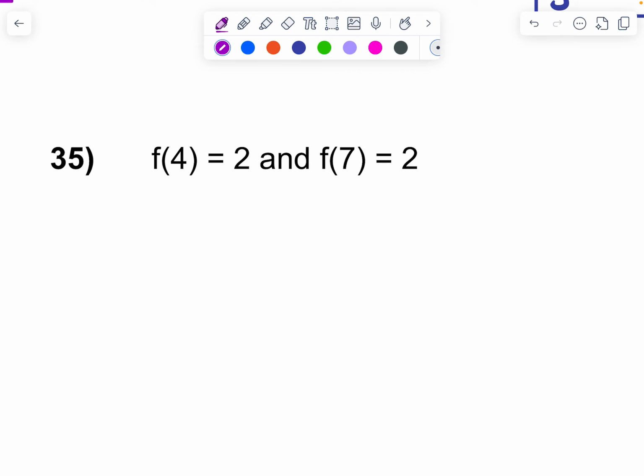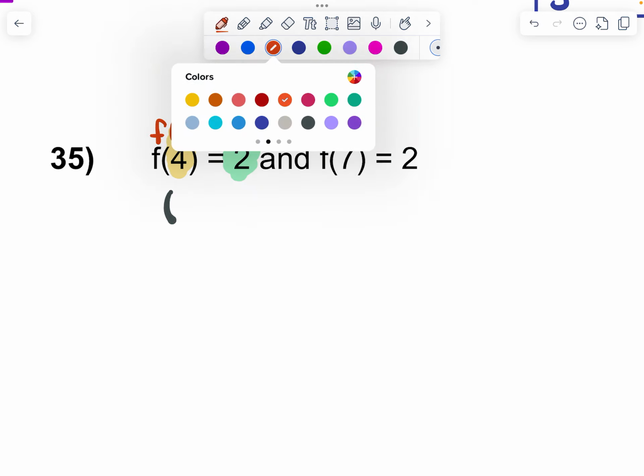All right, this one right here. Oh my gosh, so many of us are still missing this on our quizzes. Please remember, this is f of x equals y. This is function notation. So please, when you see this, do not freak out and just make up random stuff. It's very easy. f of 4 equals 2. All that's telling you is that the x value is 4 and the y value is 2. So it's giving you the point.